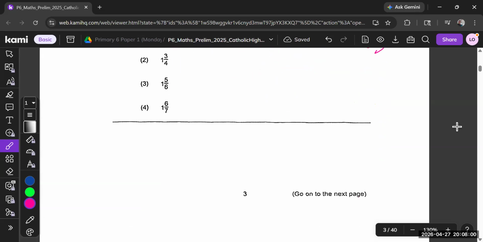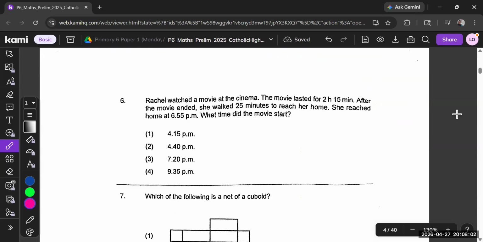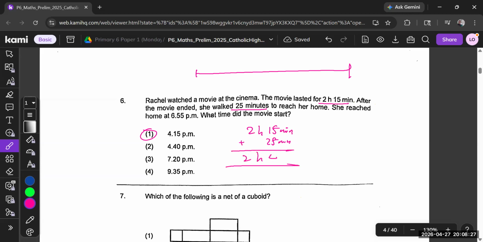Okay, let's go to question number six. Number six, the answer is number one. And there's a shortcut. No need to draw a timeline, because it's paper one, so you want to do it faster. Rachel watched a movie. The movie lasted 2 hours 15 minutes. After the movie ended, she walked 25 minutes. So you just add the duration. This is called duration, and you can plus them together. So 2 hours 40 minutes. Now she reached home at 6:55 p.m.